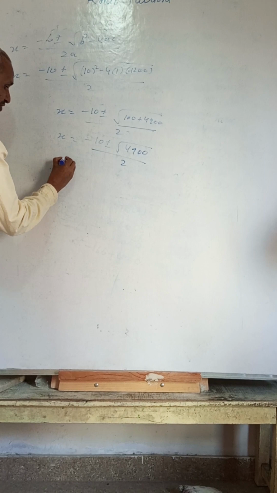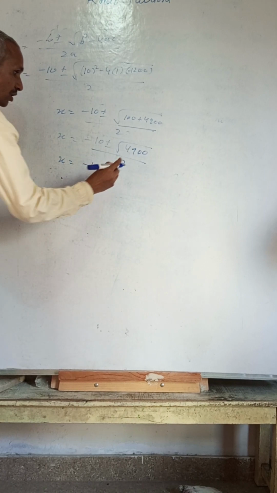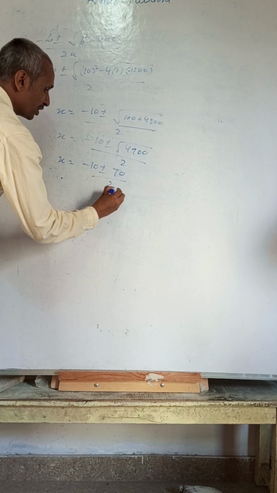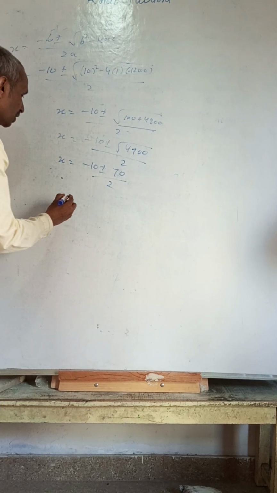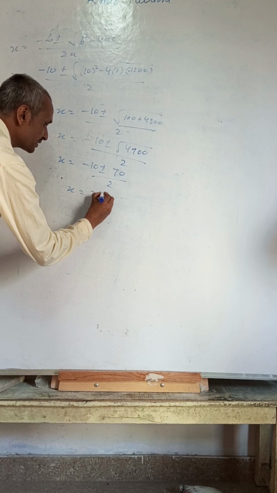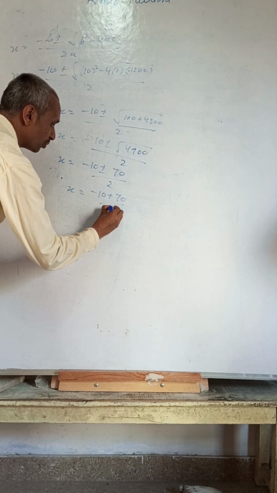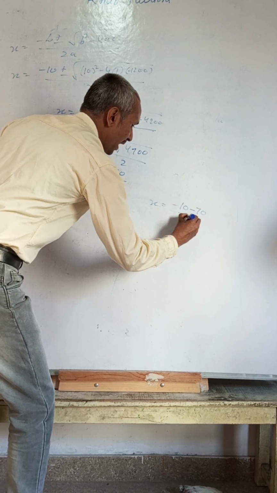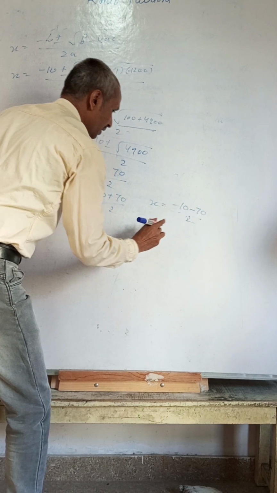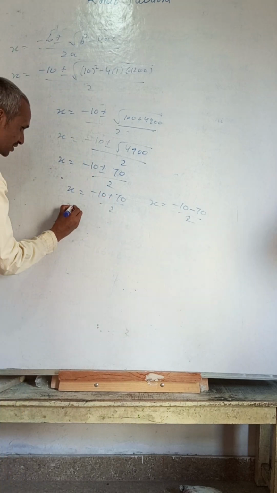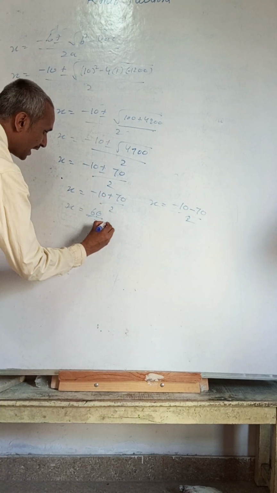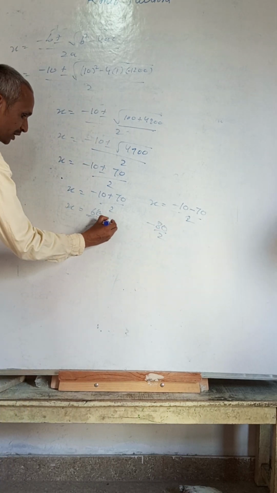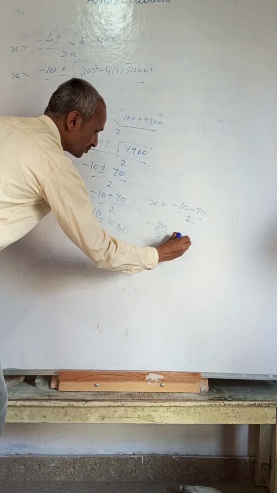What becomes? x is equal to minus 10 plus minus root 4900, which is equal to 70, by 2. One time plus taking, one time minus taking, so x is equal to minus 10 plus 70 by 2, and x is equal to minus 10 minus 70 by 2. What will become? x is equal to 60 by 2 and this side minus 80 by 2. This side it will become 30, this it will become minus 40.